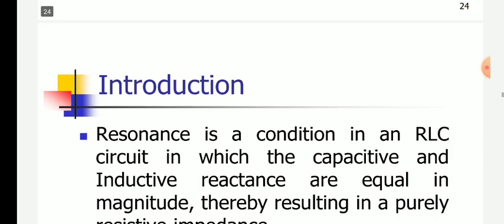So with this we shall conclude today's lesson. In the next class we shall start with resonance. What is resonance and resonant LCR circuit? Next, parallel resonant circuit and bandwidth, then resonant frequency, then half power frequencies F1, F2. All these things we shall discuss in the next class.